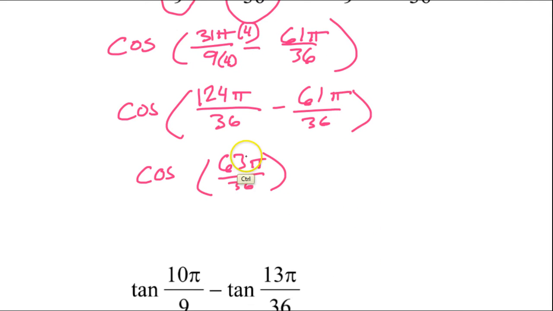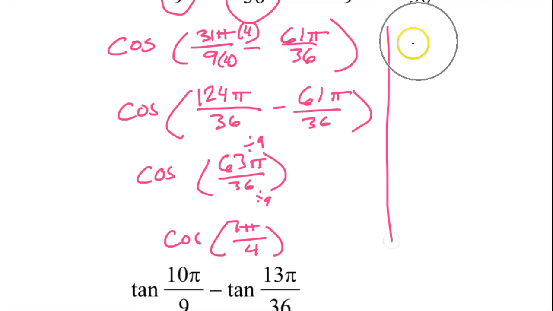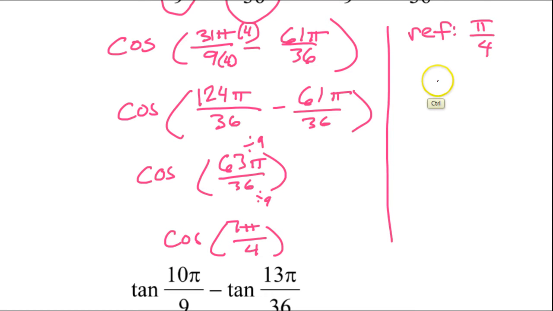Now this can be reduced. Both of these are divisible by 9. So that's going to give me the cosine of 7 pi over 4. Now that's a special angle, so we should be able to handle that. Of course, the reference angle is pi over 4. So that means that the cosine of 7 pi over 4 is either going to be radical 2 over 2 or negative radical 2 over 2. It's either positive or negative. It just depends on the quadrant.